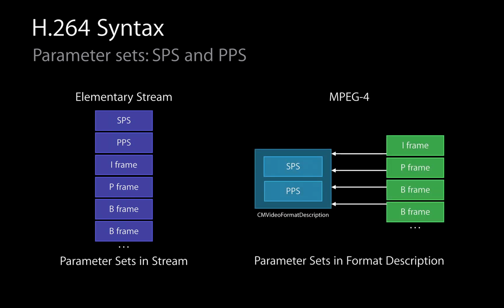MPEG-4 packaging has the parameter sets pulled out, and they're in a separate block of data. And this block of data is stored in the CM video format description. So as I mentioned, each CM sample buffer references this CM video format description. That means each frame of data has access to the parameter sets. This sort of packaging is superior for random access in a file. It allows you to jump anywhere and begin decoding at an I-frame.